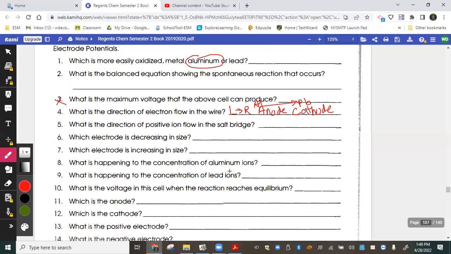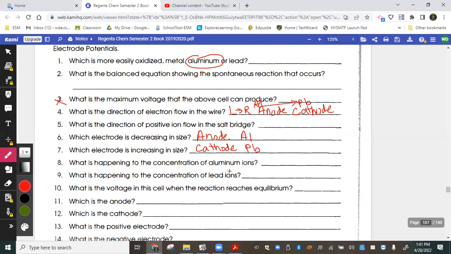So decreasing in size, right? So the anorexic ox, right? So then that's going to be the anode that will decrease in size. And then again, our anode was the aluminum electrode. And then increase in size, that cat. So then that is going to be our cathode. And that is going to be the lead.